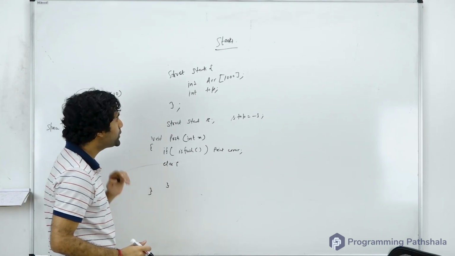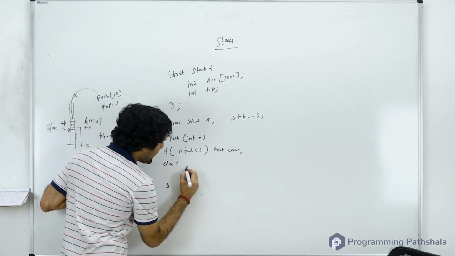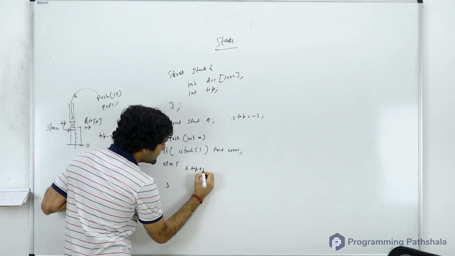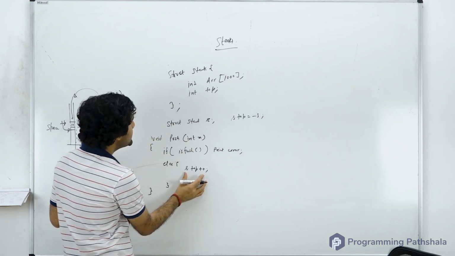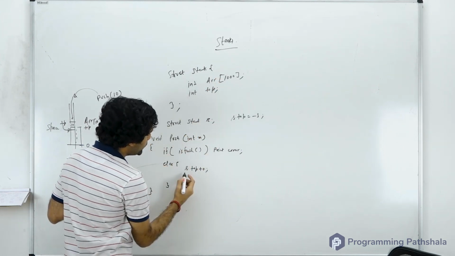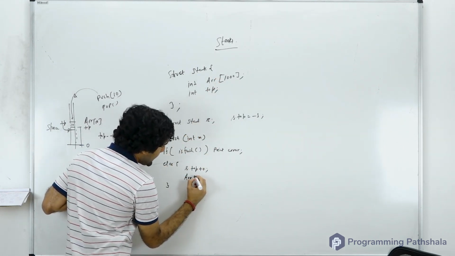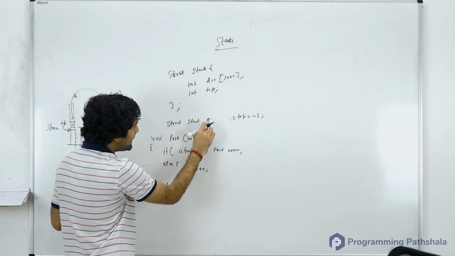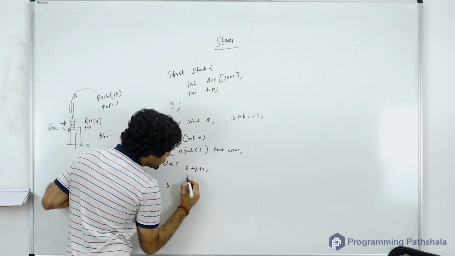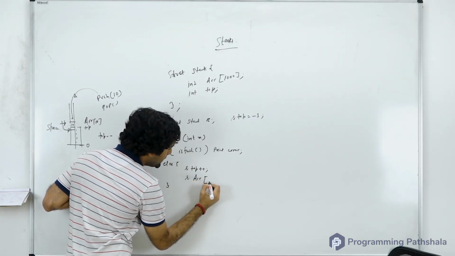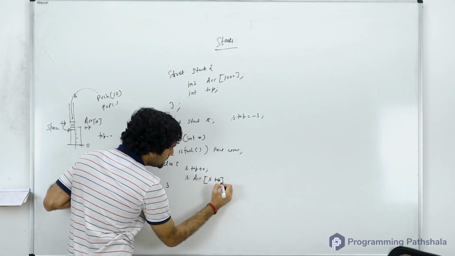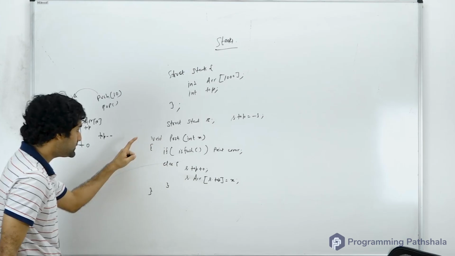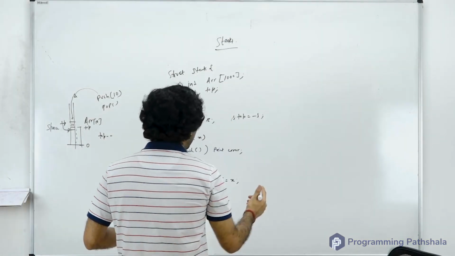Otherwise, what would you want to do? You would want to do two things. You would want to do s.top++, and then at this index in the array, you want the new element to be inserted. You cannot access the array just by writing array, you have to access it by the dot operator on s. So you will write s.array[s.top] = x. This is the implementation. Similarly, you will have a pop method.